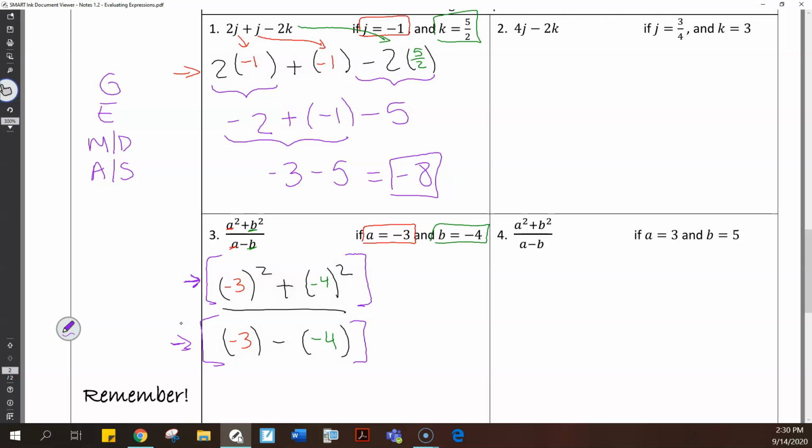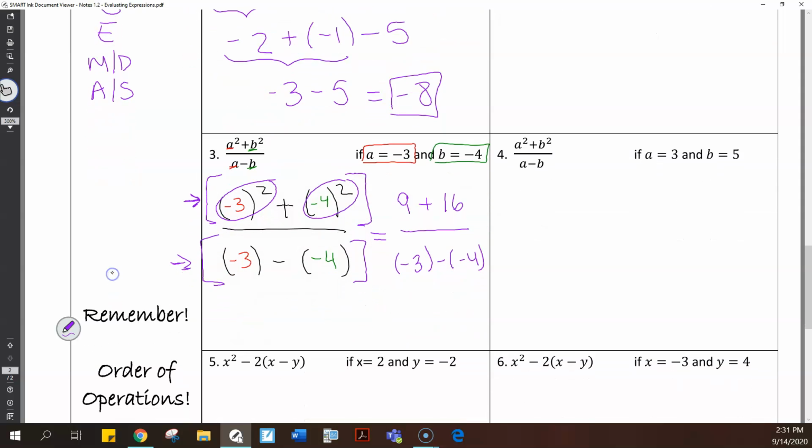So within each of those, I'm going to follow my order of operations again. So I've got an exponent, -3 squared. -3 squared is equal to 9. Make sure you're putting the -3 inside parentheses when you're calculating that. Plus -4 squared is +16. Again, make sure the -4 is in parentheses. And then -3 minus -4, I'm just going to leave the way it is for now. Okay, if you'd like to simplify that, you're welcome to. I'm going to get to that in just a minute.